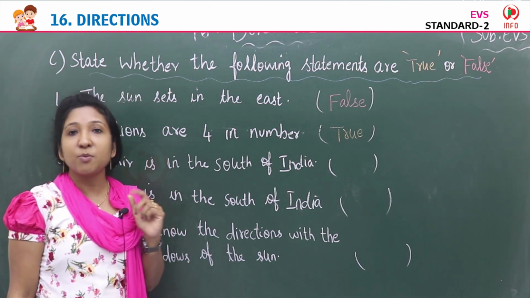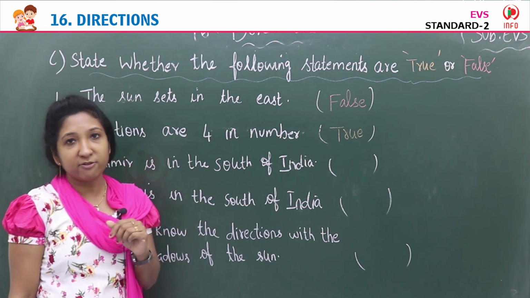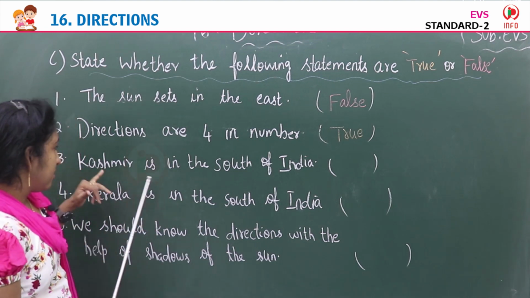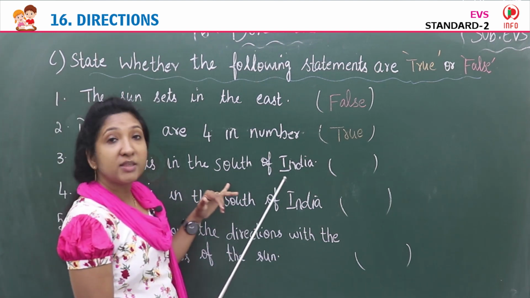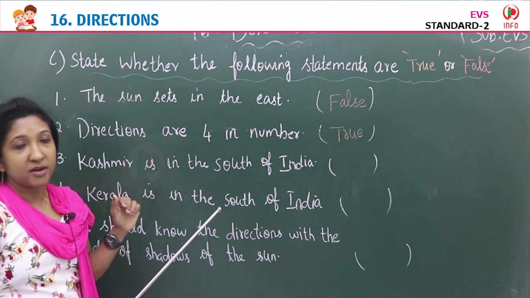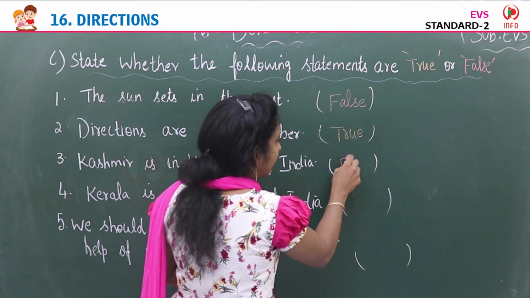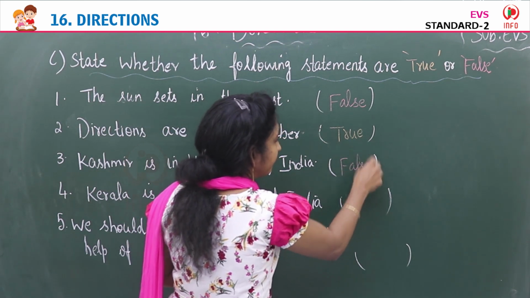Top is Jammu and Kashmir. Jammu and Kashmir is in the north part of India. So, Kashmir is in the south of India. The statement is wrong. It is in the north part. So the given statement is false. So you can write false here.